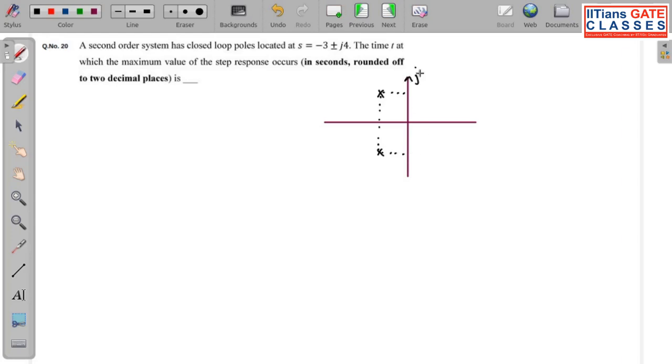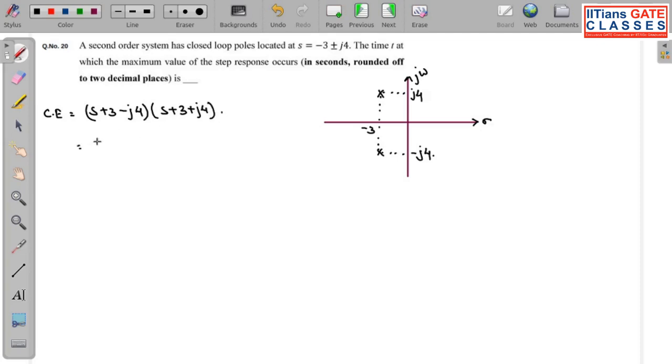So this is my j omega axis, this is my sigma axis, and this will be minus 3, this is j4, this is minus j4. Okay. So now if I want to write the characteristic equation, how will it look? Characteristic equation, it will be (S plus 3 minus j4)(S plus 3 plus j4).